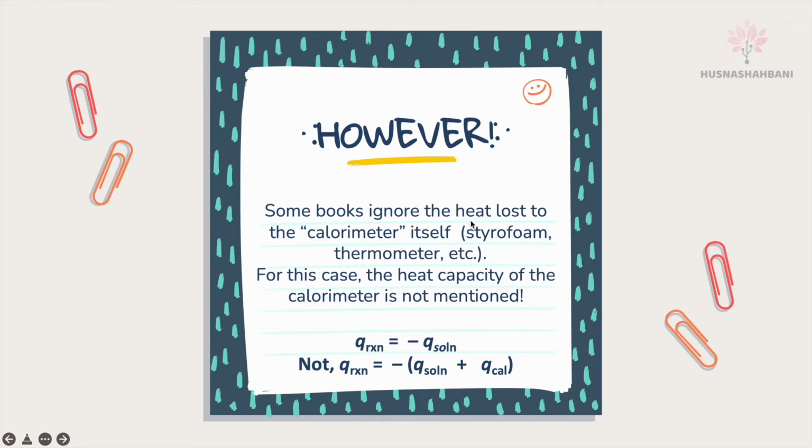However, some books ignore the heat loss to the calorimeter itself. For this case, you just calculate the Q solution. If the heat capacity of the calorimeter is not mentioned, you just use the equation Q reaction equals negative Q solution. You don't need to take account of the Q calorimeter, because if you add Q calorimeter, you need to get the value of heat capacity. So if in the question the value of heat capacity of calorimeter is not mentioned, just use the equation Q reaction equals negative Q solution.